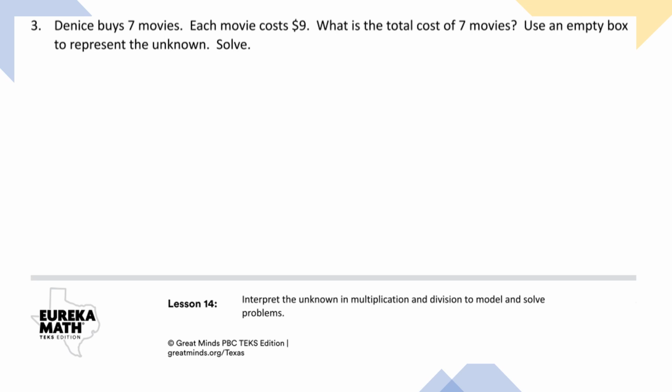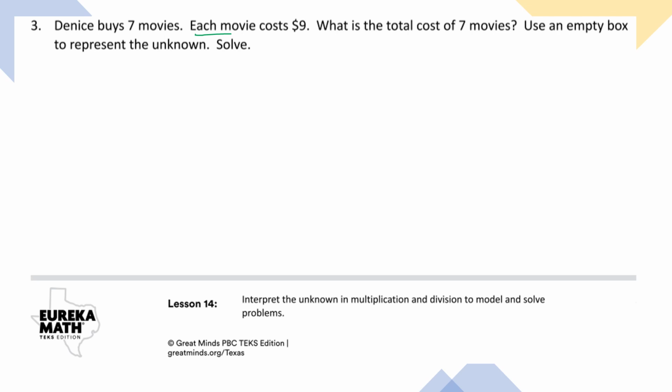Denise buys 7 movies. Each, I see the word each. I need a get chart. As soon as I see the word each, I need a get chart. Each movie costs $9. What is the total cost of 7 movies? Use an empty box to represent the unknown. Solve.